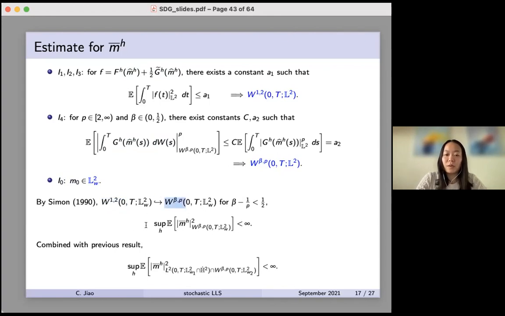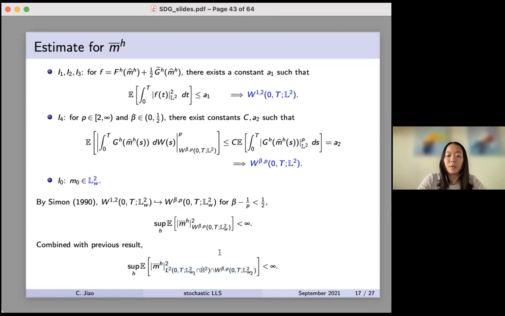So overall, considering each of these I0, I2, I3, I4 terms, we have that M bar H, the quadratic interpolation, is in the W beta P 0T L2 weighted space, almost surely. Combined with the previous result, we have that M bar H is in this intersection of the two big spaces. Note that the two weights W1 and W2 do not have to be the same as each other.